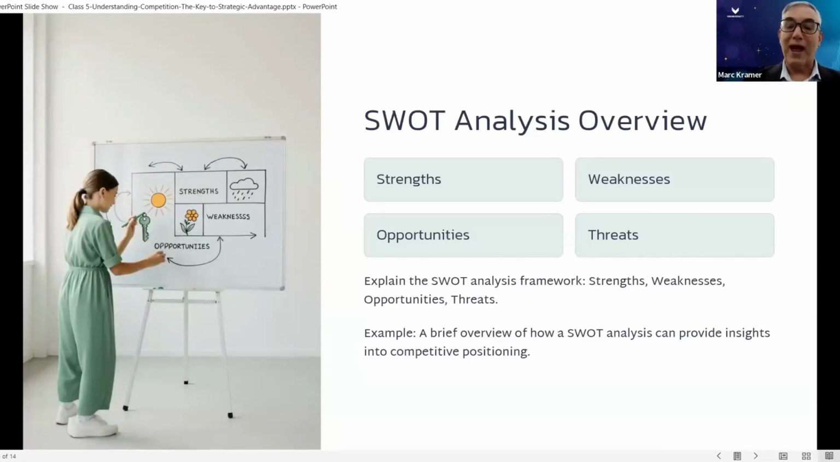You can do a SWOT analysis: strengths, weaknesses, opportunities, and threats. But I really don't like that as much as the spreadsheet. But I think because you're high school students, this might be an easier one for you to start with. And a brief overview of SWOT can provide insights into competitive positioning.